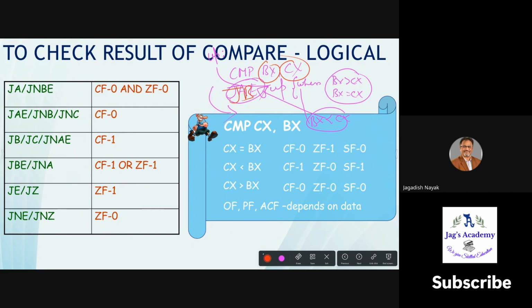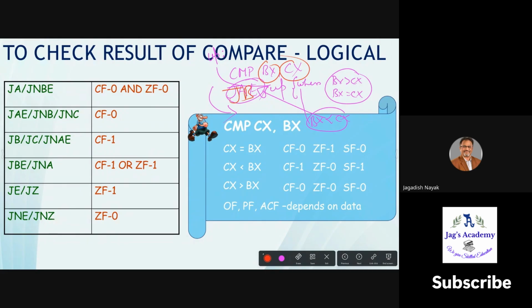Jump on not above or equal. Jump on below or equal, that is less than or equal to. Jump on not above. Similarly, jump on equal, when zero flag is equal to 1, jump on zero.